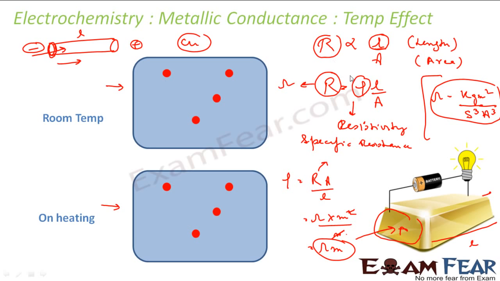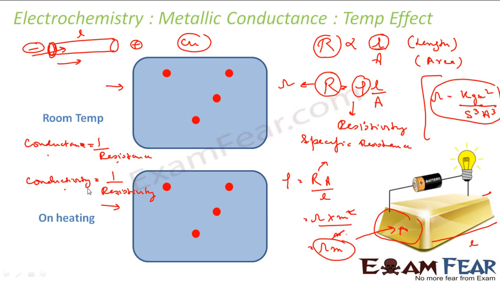Now we have talked about resistance. If we talk about conductance, as I have told, conductance is nothing but 1 by resistance. So conductivity will be 1 by resistivity. Please note, conductivity is nothing but 1 by resistivity. So conductance is 1 by resistance, conductivity is 1 by resistivity.